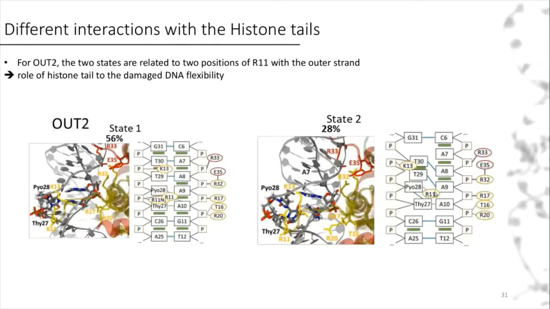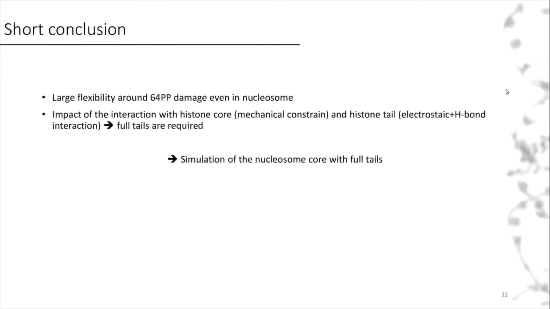its own tail can have an impact on the flexibility of DNA, and we can go further with these histone tails and try to simulate the full tails, even though we don't have much information about their conformation in solution. So that's the goal. We still have a large flexibility around the 6,4 photoproduct, even in nucleosome, and particularly in the outer strand, whether it has the damage or not.